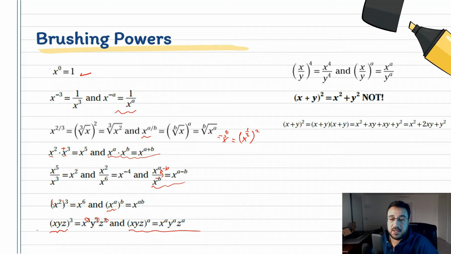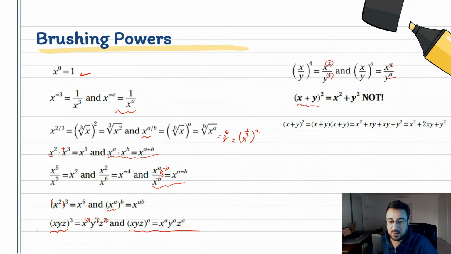If you have x over y to the power of 4, so you have multiplication or division, you can easily distribute the power over the variables. But that can't happen when you have plus or minus sign. If you're adding or subtracting, that's a different story. So x over y to the power of a equals x to the power of a over y to the power of a. As we said, addition and subtraction is a different story.